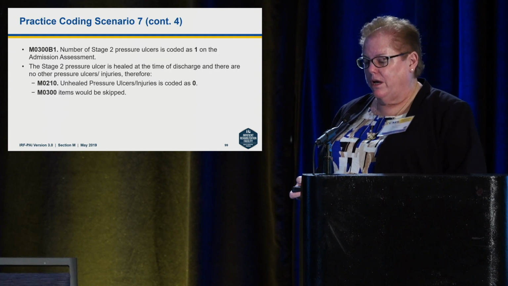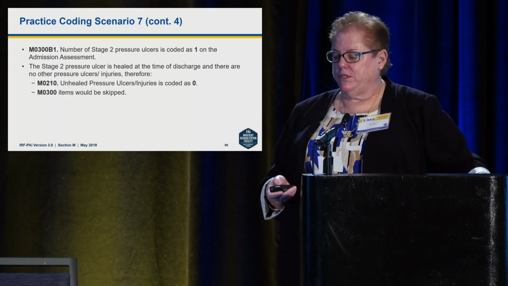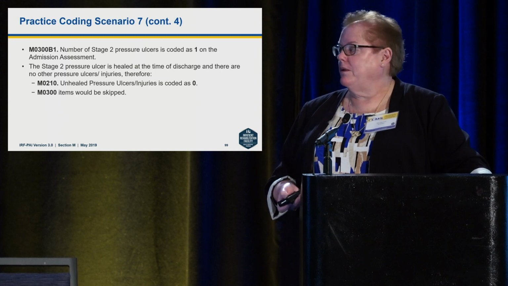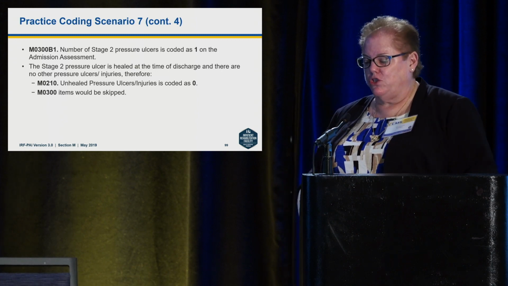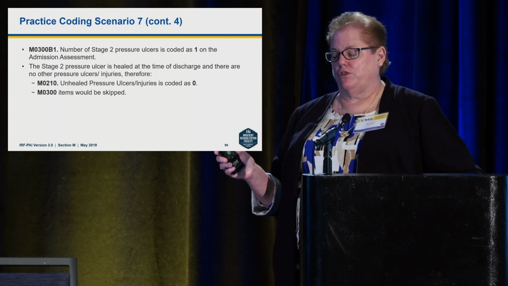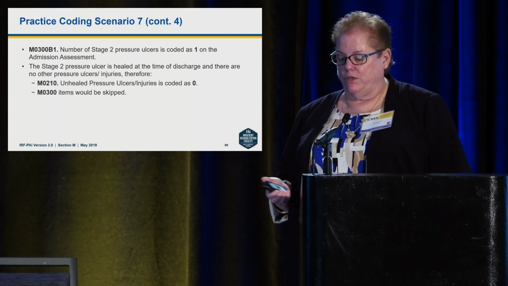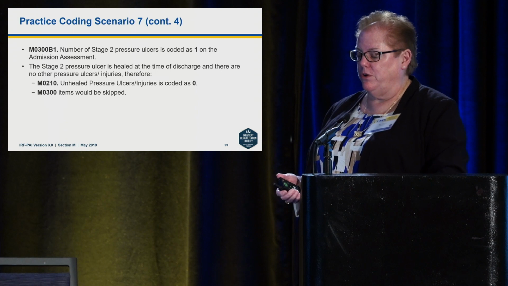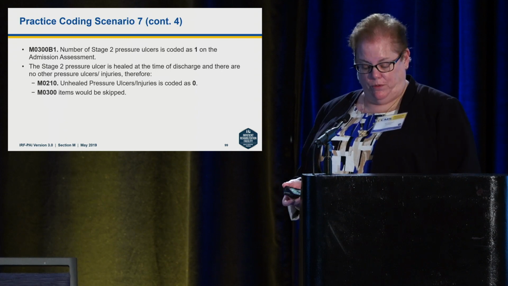So let me go through this next. The number of stage 2 pressure ulcers coded as 1 on the admission assessment, and then the stage 2 pressure ulcer is healed at the time of discharge, and there are no other pressure ulcers or injury. Therefore, M0210 unhealed pressure ulcers or injuries is coded as a 0, and the item would be skipped.